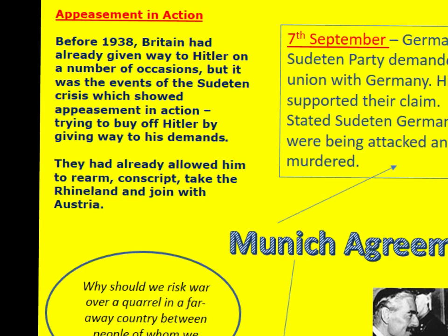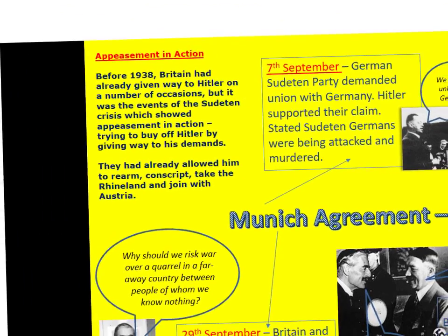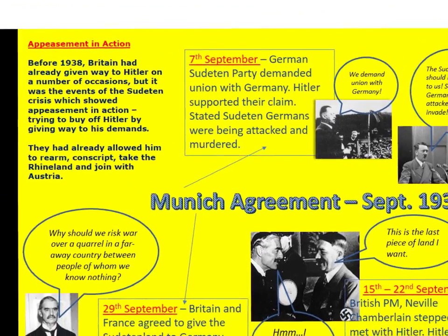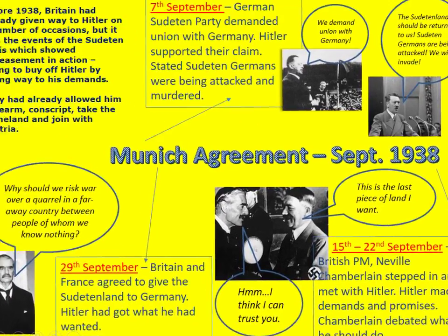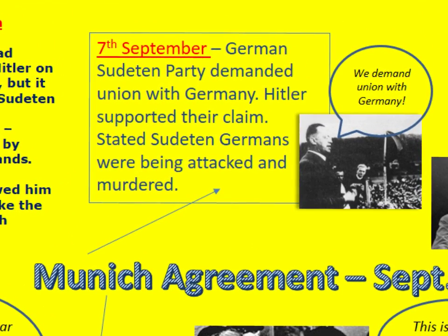Now, before 1938, Britain had already given way to Hitler on a number of occasions. So if we're thinking of other occasions, we have got rearmament and conscription, the Rhineland, and joining with Austria. But it was the events of the Sudeten crisis which showed appeasement in action, and it's where the Allies tried to buy off Hitler by giving way to his demands. So we have to focus on Munich because it's such a pivotal moment in leading up to World War II. And the first place to start is in early September.